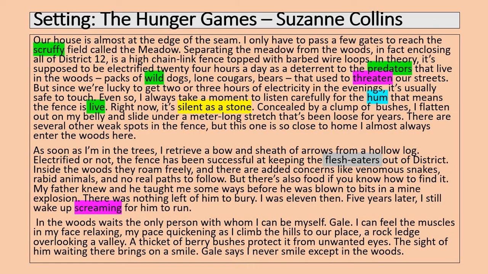The hum of the fence, I think when you hear the word hum, you can all imagine that noise if you've ever been out on a walk and you walk past a field, maybe with cattle or something in, or horses, and there's that really faint buzz that you can hear in the air.